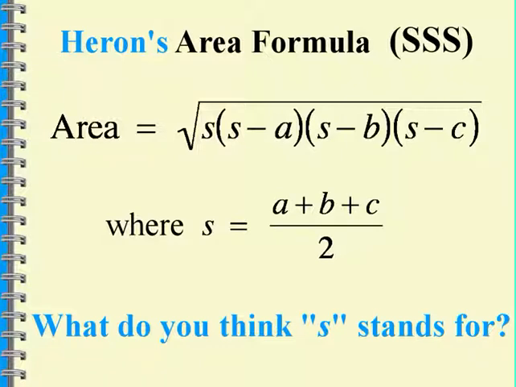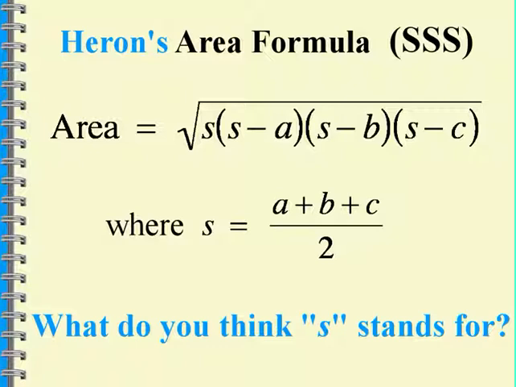Okay. So what are you doing with the perimeter to find S? You're dividing it by 2. Okay. So the perimeter divided by 2. So if you take a circle and divide it by 2, what is each resulting shape called? A semicircle. So what do you think S stands for there?